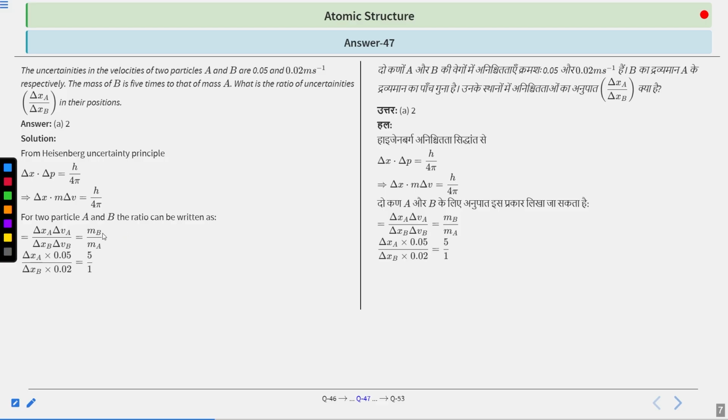Next, values are given. Since this mass ratio is already given as 5, we have put 5 here, and the velocity uncertainty is mentioned. For A it is 0.05 and for B it is 0.02. Now solving this simple equation, you will get the value as 2 is to 1. So this is the uncertainty in what? The uncertainty in the position of A and B. The ratio of uncertainty in the position of A and B is 2 is to 1.